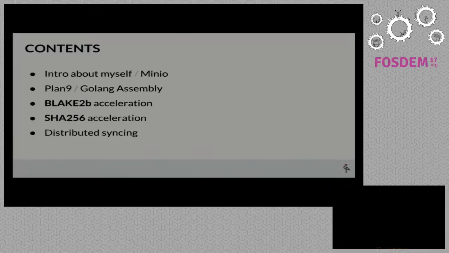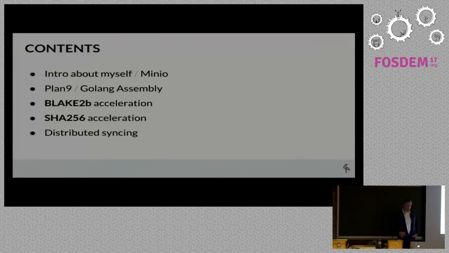A little intro about myself and Minio. Then I'd like to speak in general a little bit about the Golang or Plan 9 assembly capabilities that Go offers. Then discuss two projects that we've done with this: Blake2B acceleration and SHA-256 acceleration. And finally some slides about some distributed syncing stuff that we've been doing.